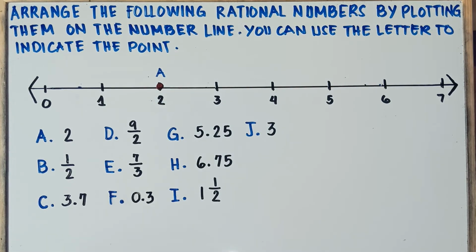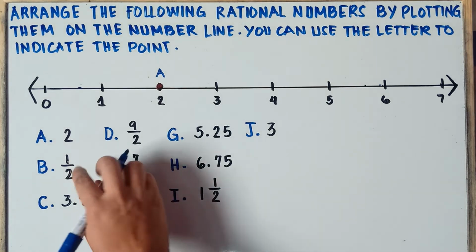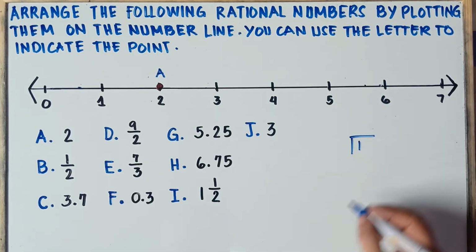Now for letter B, we have 1/2. Now where is 1/2, class? You can convert that into decimal. Of course, we know that 1/2 is 0.5. But if you're confused, you can divide, class. 1 divided by 2. We can convert fraction into decimal. So 1 divided by 2.